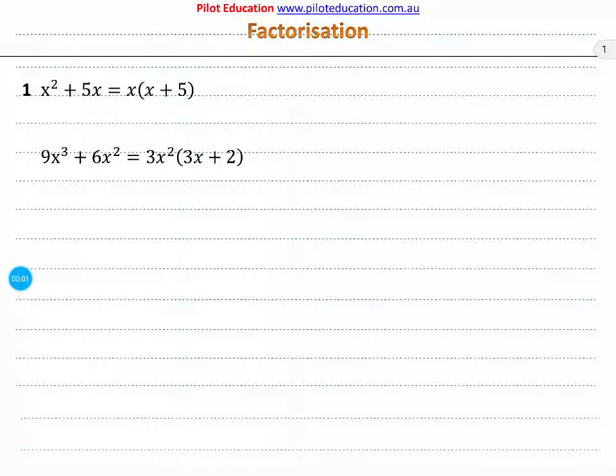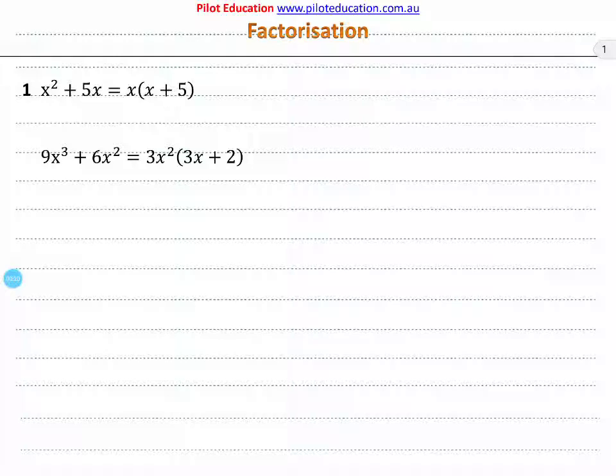Hello everyone, today let's study factorization, which is very important in solving quadratic equations, the parabola, and many applications. Okay, so let's start with examples here.